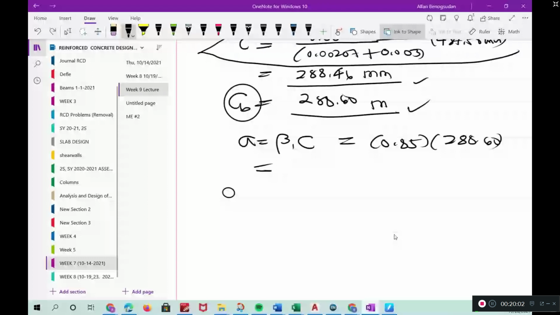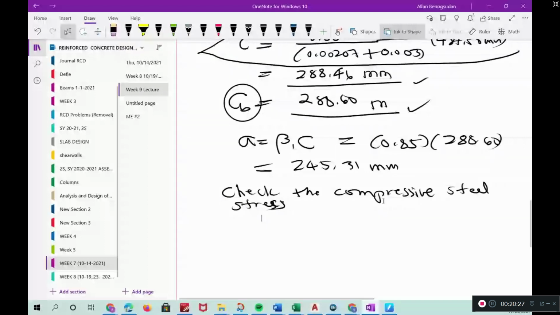To 45.31. Okay, so let us check the compressive steel stress. I'll repeat. We'll go back now.